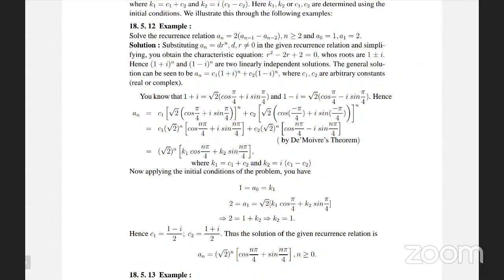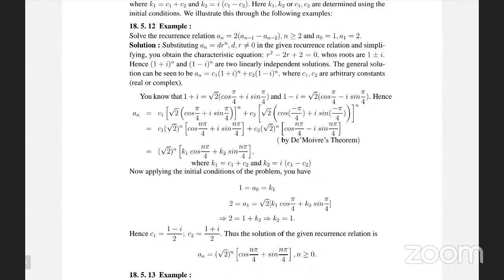Here the answer will be the same. Here an equals c1 (1 plus i) to the power of n plus c2 (1 minus i) to the power of n. This is the answer, because complex roots will be there. Instead of the real roots we had in the same place, I will write the complex ones. 1 plus i is different from 1 minus i. So one root is 1 plus i and the other is 1 minus i, and the power I am taking is n.